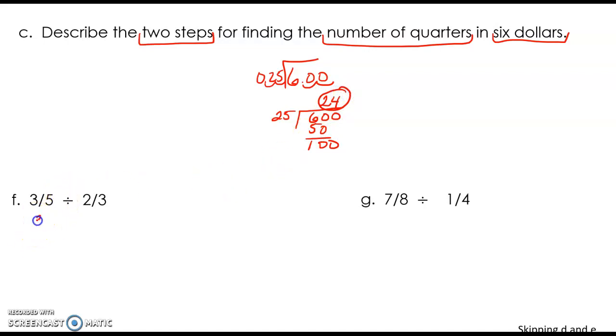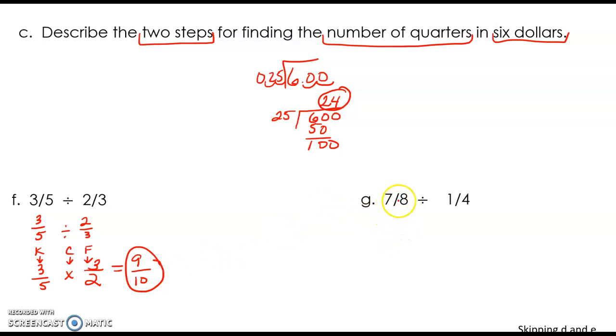All right, back to division of fractions. I have 3/5 divided by 2/3. I'm going to keep, change, flip. So I keep my 3/5. I change my division to multiply, and I flip 3 over 2. Then I'm going to multiply. So 3 times 3 is 9. 5 times 2 is 10. And that's as far as that's going to go as far as reduction goes.